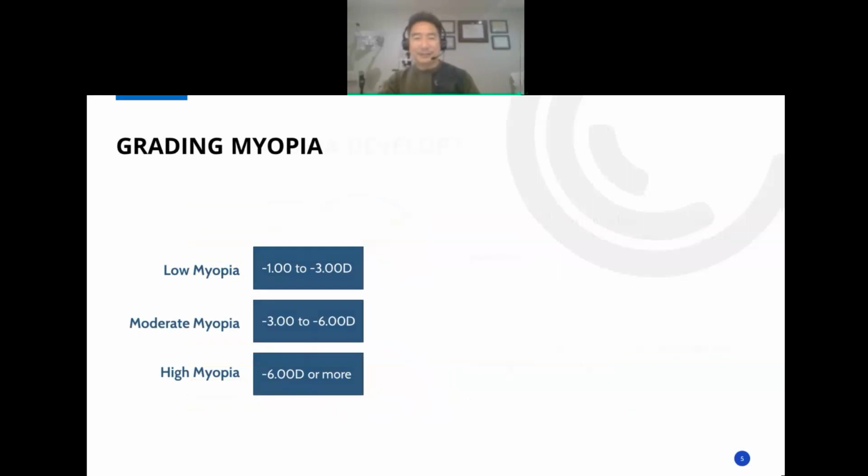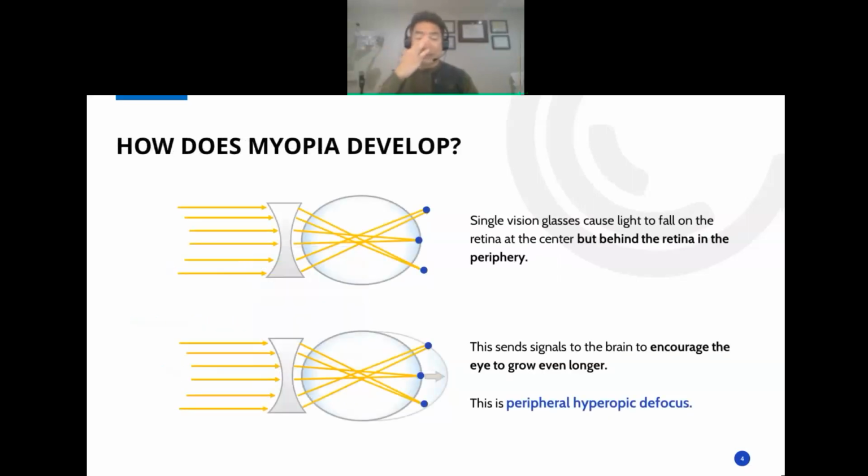So, back to the slide. A lot of research has tried to figure out what we can do to move those two peripheral points back onto the retina. We'll go over some of those methods later in the presentation.